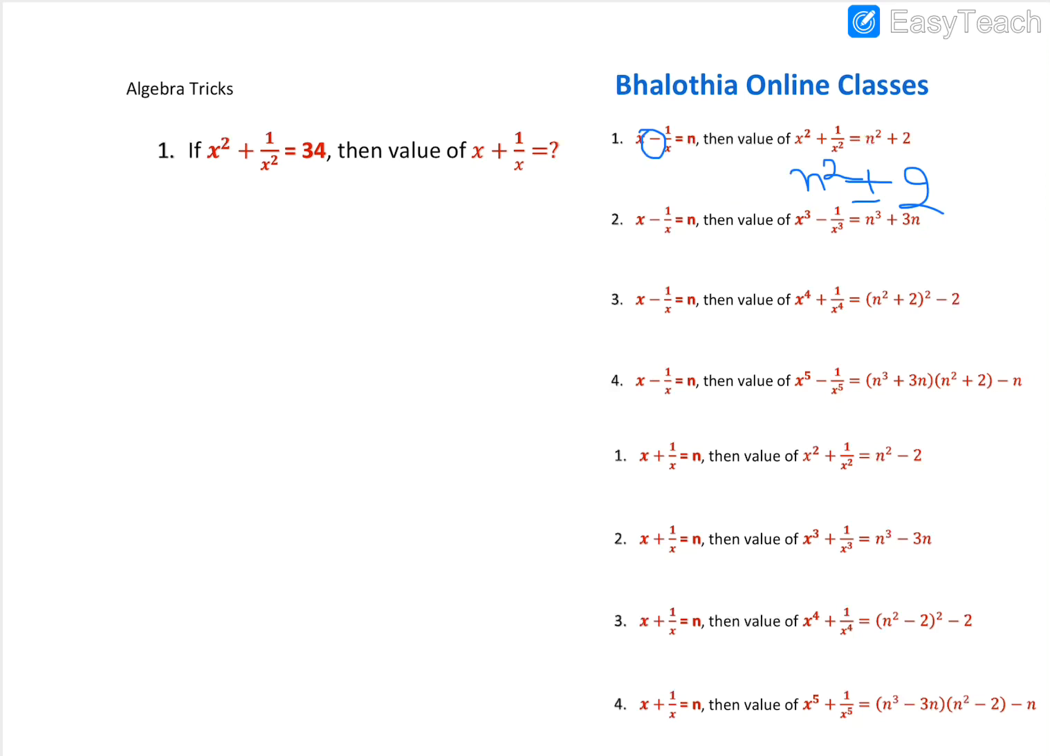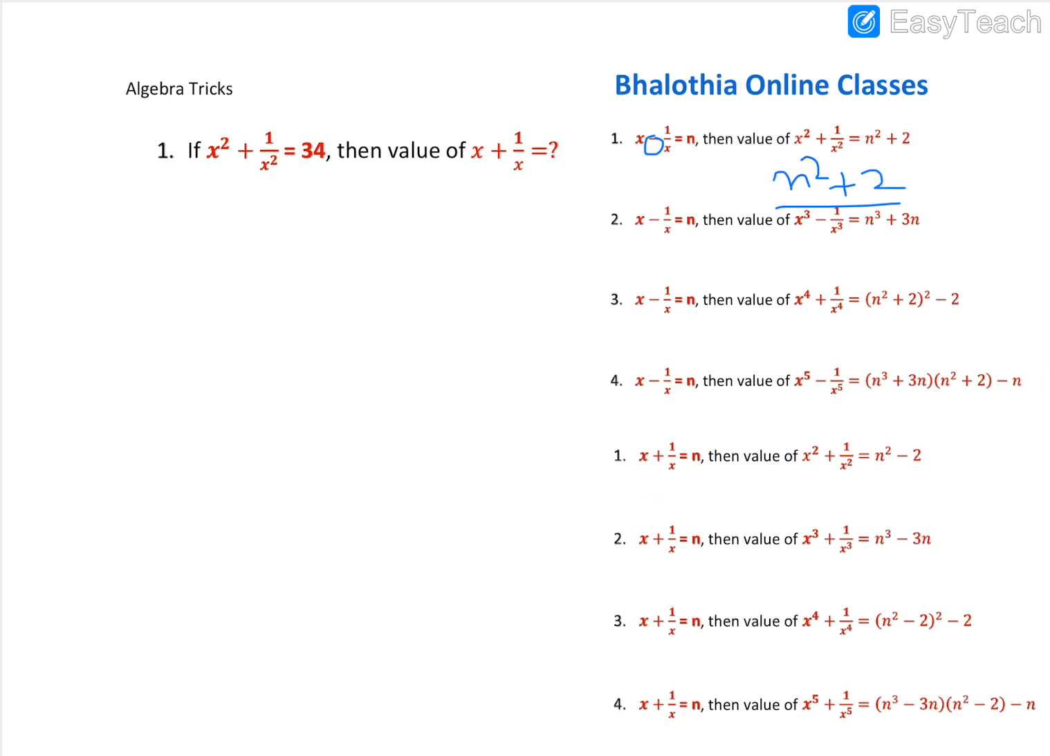So in the first formula, what is given? Minus is given, right? So our formula will be n square plus 2. And see the same thing here as well. In case plus is given, the formula will be n square minus 2 for the square.